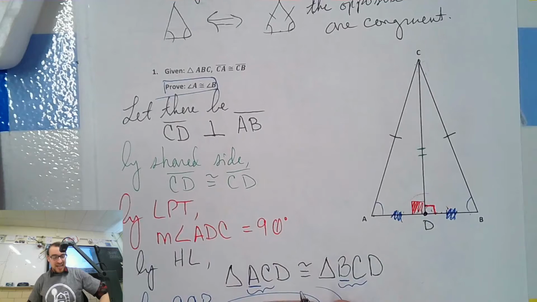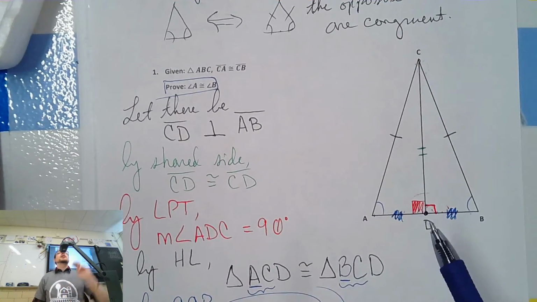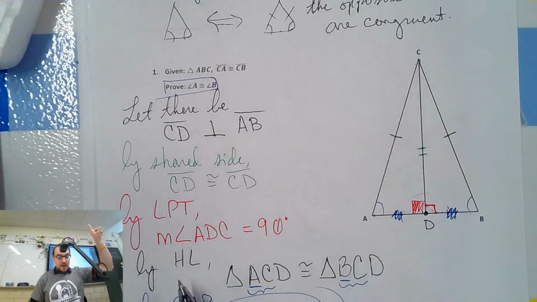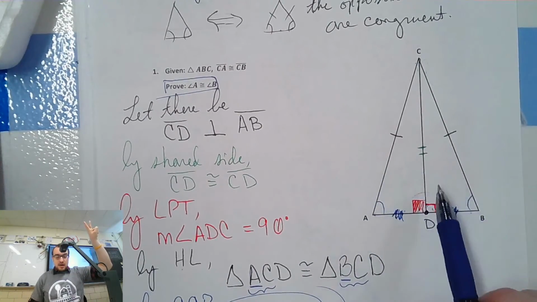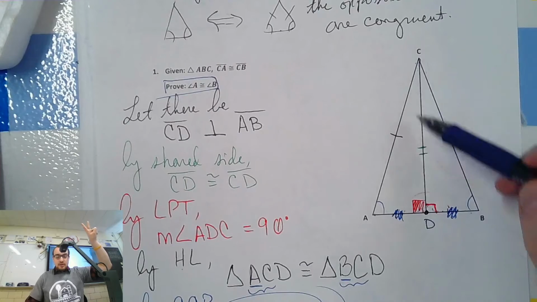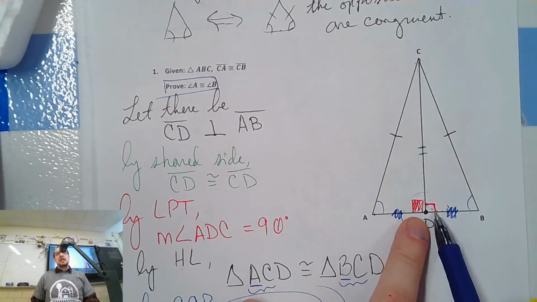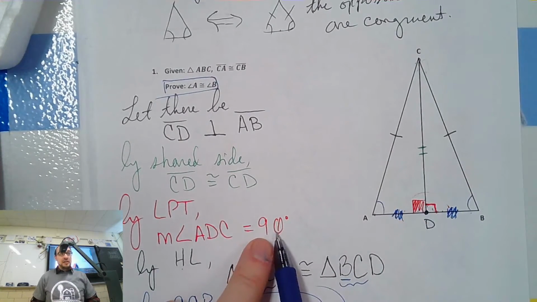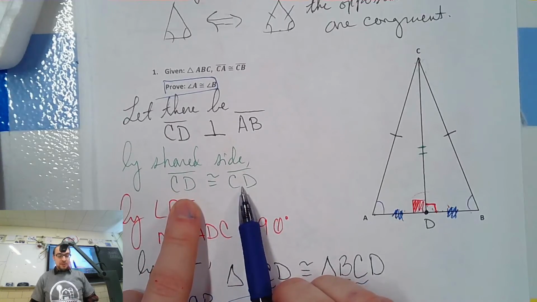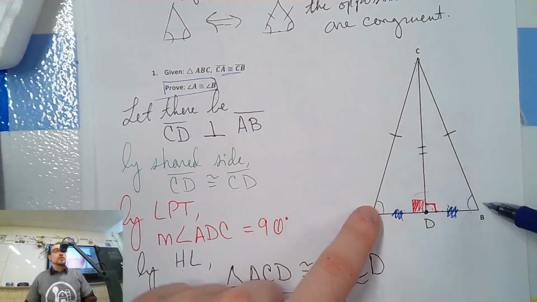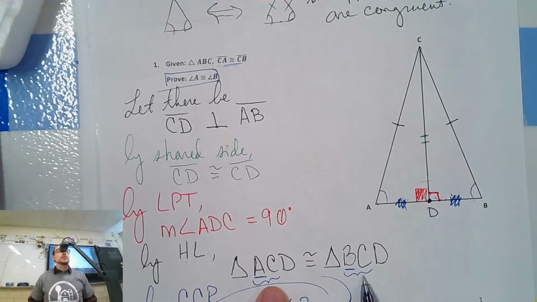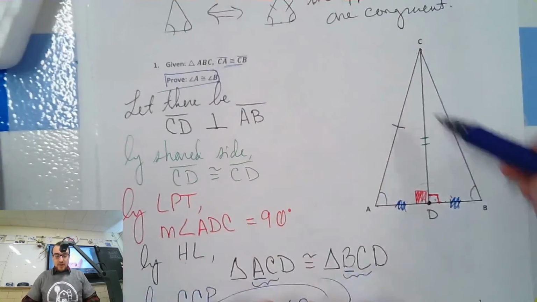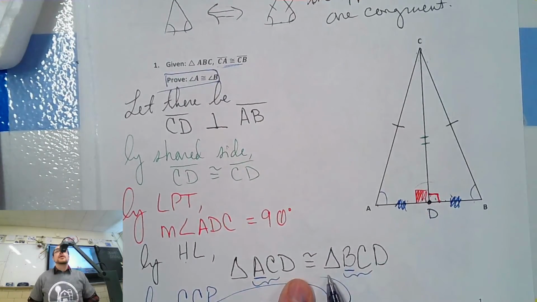Then we said, by HL, because now I can use HL, these triangles are congruent. Remember, HL has 3 requirements. A hypotenuse that matches, 2 legs that match, right? And they have to be 90 degrees, right? Otherwise you're not allowed to use it. So we proved that we have a 90. We proved that we have legs that match, and we were given that the hypotenuses already match. So now we can say by HL they're congruent. We have this, we have this, and we have this. So by HL they're congruent.